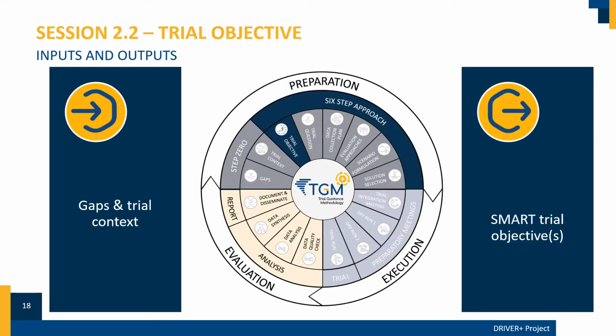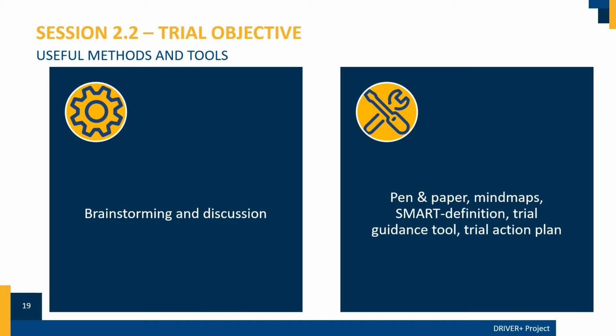In the trial objective step, your inputs are your gaps and trial context. Your outputs will be one or more SMART trial objectives. The methods for the trial objective step are brainstorming and discussion. The tools are pen and paper, mind maps, SMART definition, trial guidance tool, and the trial action plan.